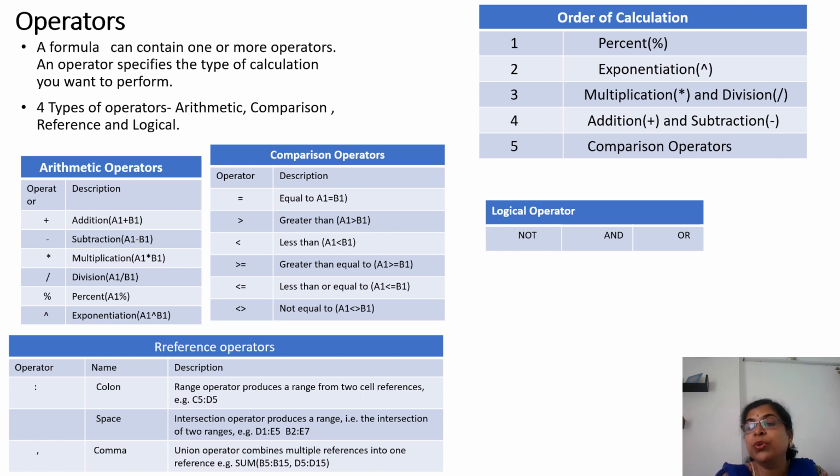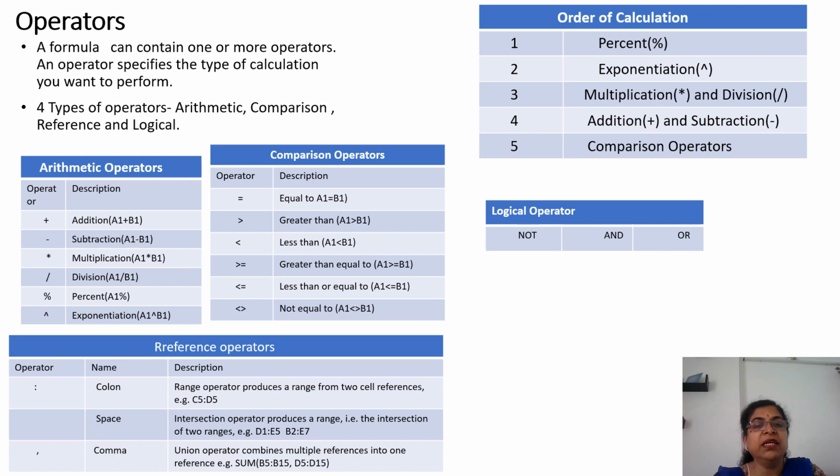Whenever you are writing operators in a single formula or function, it may have two, three operators. So what is the order of doing the calculation of those operators? For that, the percent sign will get solved first, then the exponential sign, that is the raised to sign, will get solved next to percentage, then multiplication and division, whichever comes first from left to right, then addition and subtraction, whichever comes first from left to right, and then comparison operators.